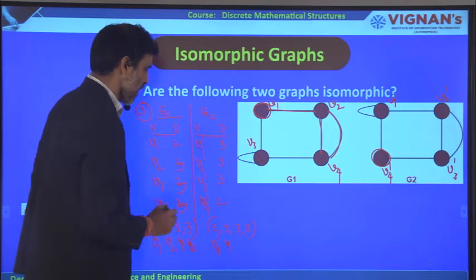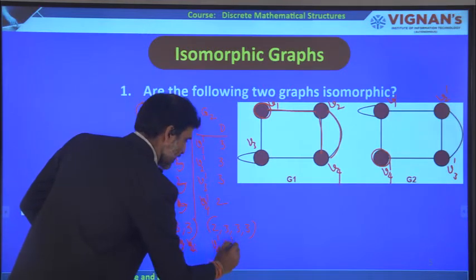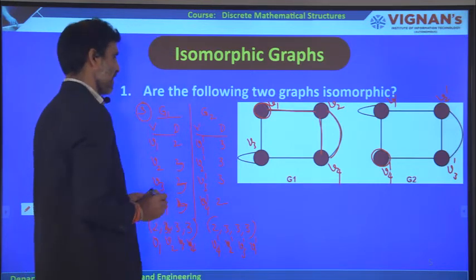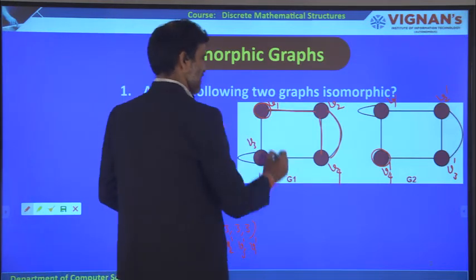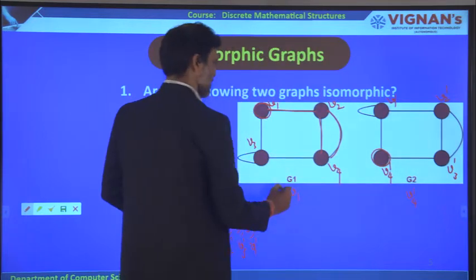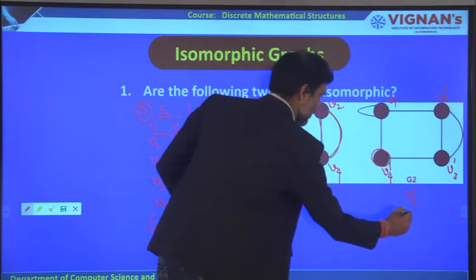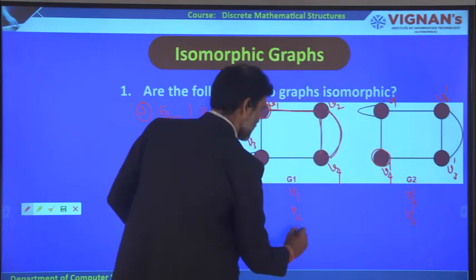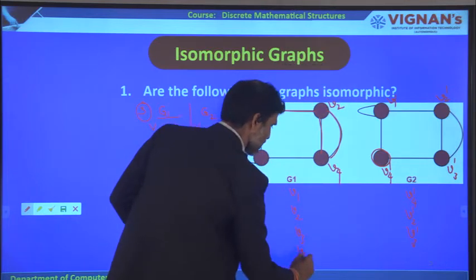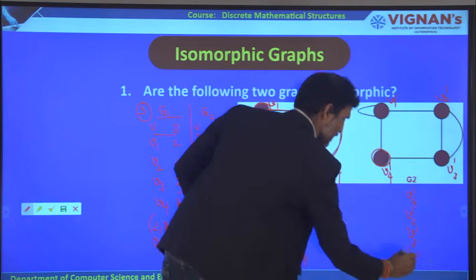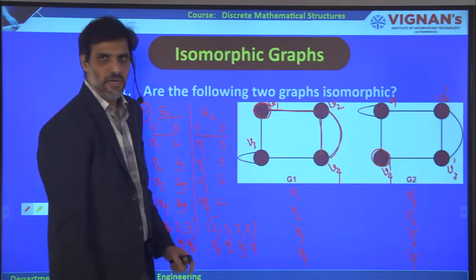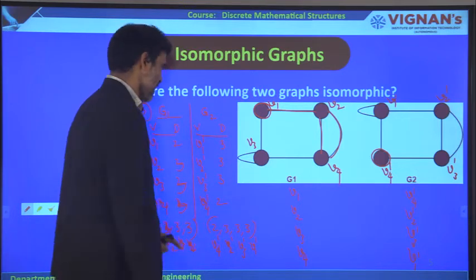Like that you have to take. Similarly this is V2 dash, and because all the other vertices have the same degree, I am going to take them accordingly. That means in the first graph V1 is equal to V4 dash here. Similarly V2 is equal to V2 dash only. V3 is equal to V3 dash only. But V4 is equal to V1 dash here. So the degree sequence must also be the same. Therefore the third condition is also satisfied.